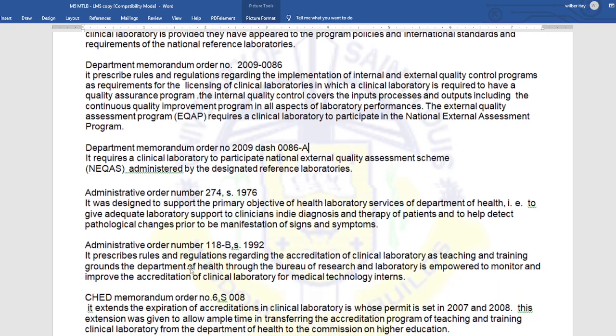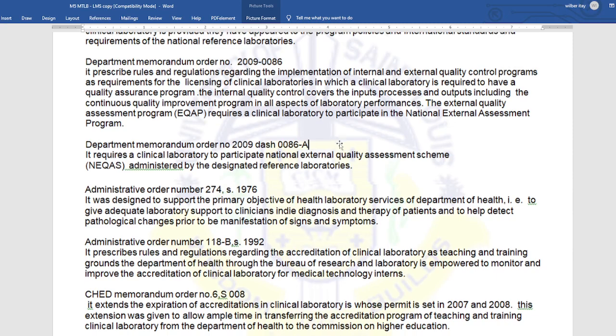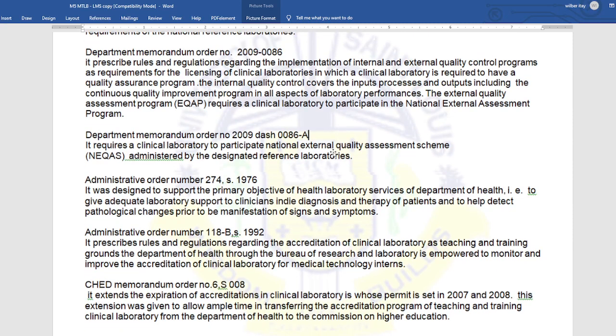Si Department Memo Order 2009-0086A, yon dapat may NEQAS. Okay? So, same lang din, pero this is A. So, they need to participate in the NEQAS, National External Quality Assessment Scheme. Yun yung NEQAS.